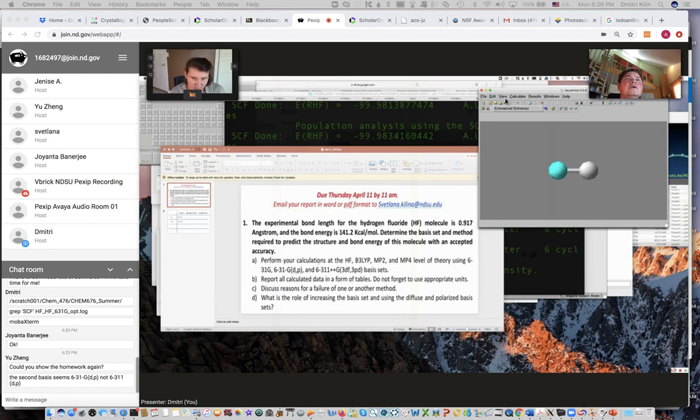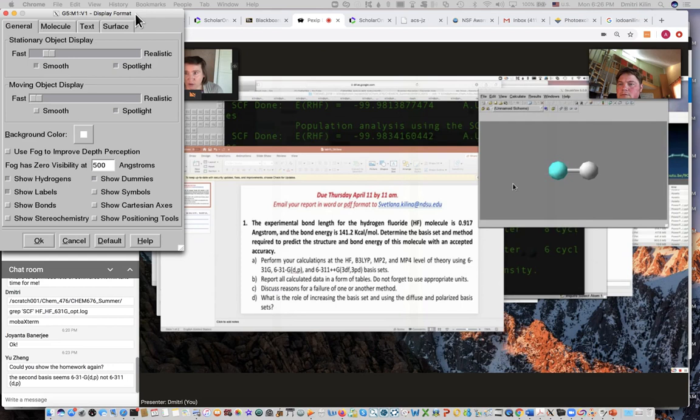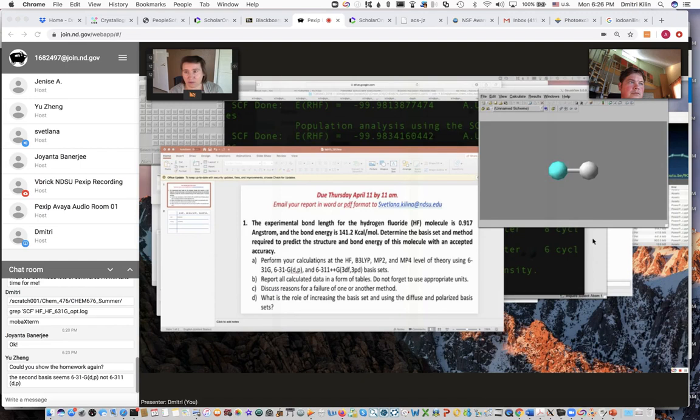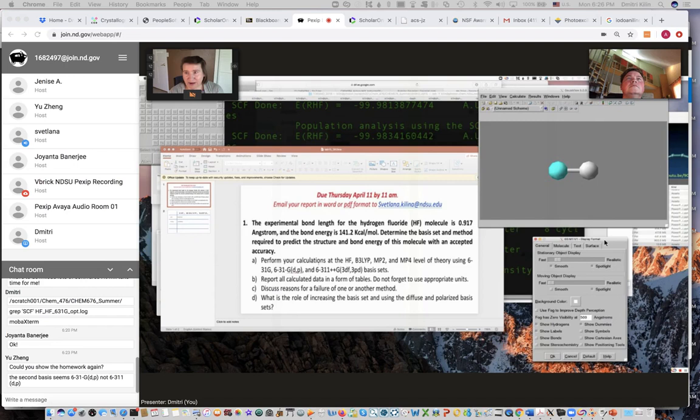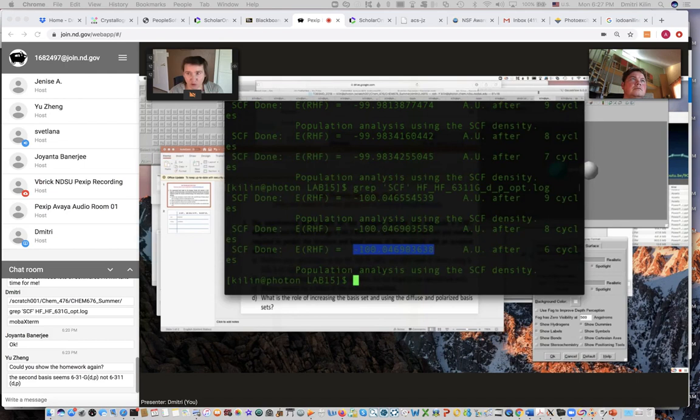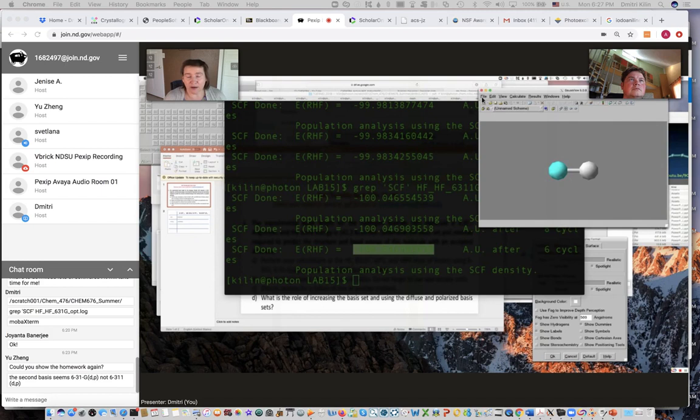And again, you probably don't see an increase in your computation time because the molecule is so small, but you can keep an eye on how long it takes to do these calculations, especially when you go to the more advanced methods, such as MP4 or MP2. In more advanced methods, the difference in calculation time between bigger and smaller bases will be more pronounced.